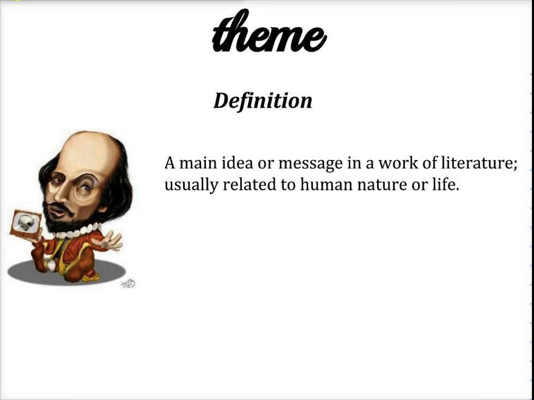And finally, we have the term theme. Theme is the main idea or message in a work of literature, usually related to human nature or to life. So it's the main message that the author is trying to get to you. Some works have more than one theme in them. But as we've learned before, a theme is always universal. That means it applies to everybody. So it doesn't just apply to the characters in this one particular story. It applies to all human beings. It applies to the entire world. So it's a universal message.